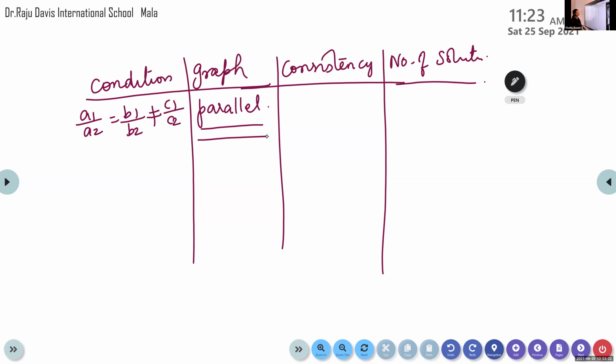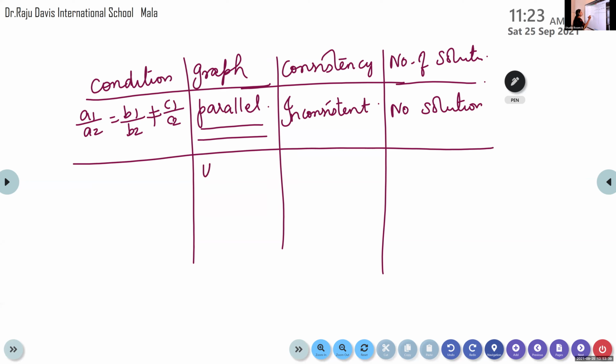Parallel. So in that case, no solution at all. If there is no solution, it is said to be inconsistent.